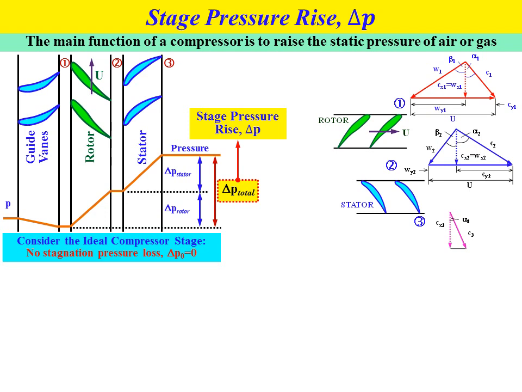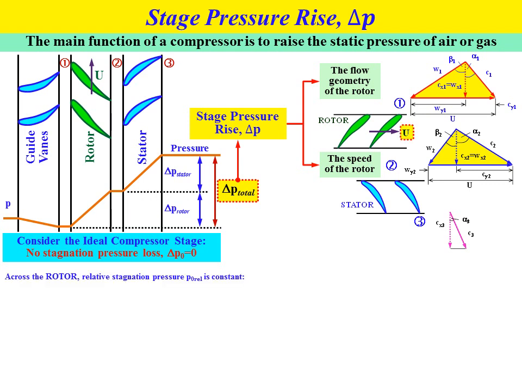Okay, the second figure shows the velocity diagram at the inlet of the rotor, outlet of the rotor, and outlet of the stator. So this stage pressure rise, delta P, actually depends on the flow geometry of the rotor, which means it depends on the velocity diagram at the inlet and outlet of the rotor, as shown in the figure. And the stage pressure rise, delta P, also depends on the speed of the rotor, the value of U.